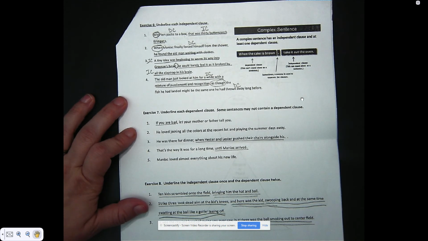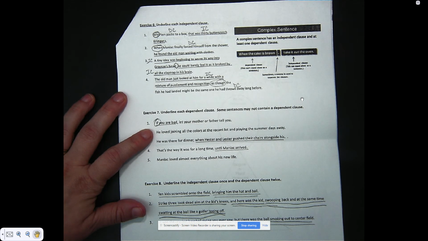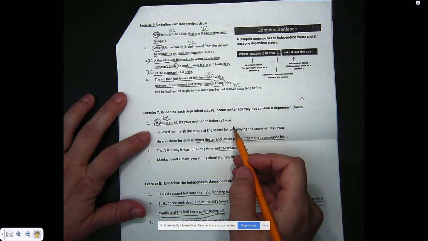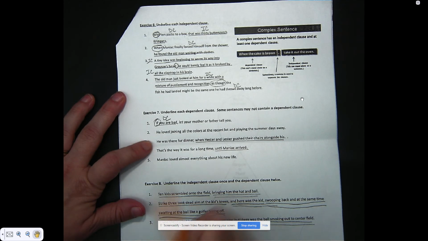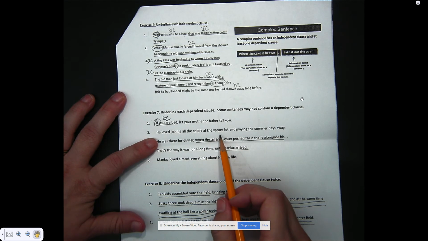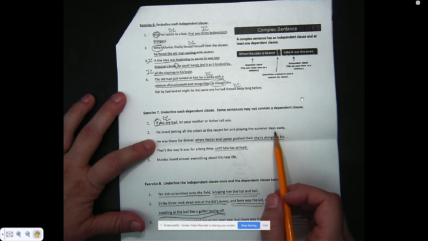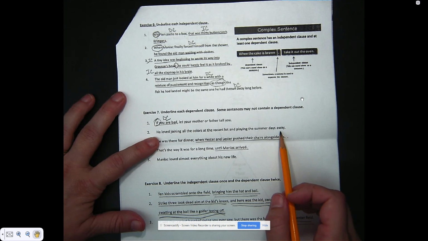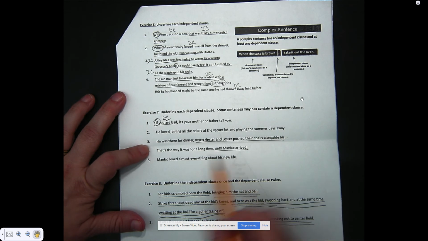Okay. Exercise 7. Underline each dependent clause. Some sentences may not contain a dependent clause. If you are bad is a dependent clause. Let your mother or father tell you. Okay. He loved joining all the colors at the vacant lot and playing the summer days away. That does not have a dependent clause. There's no subordinate conjunctions in there.